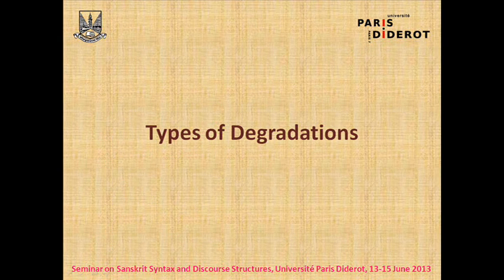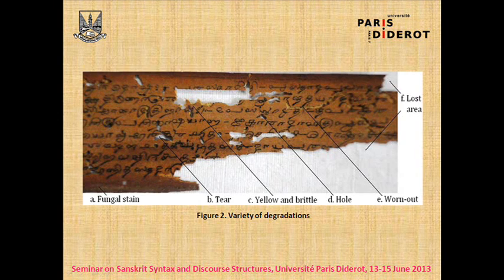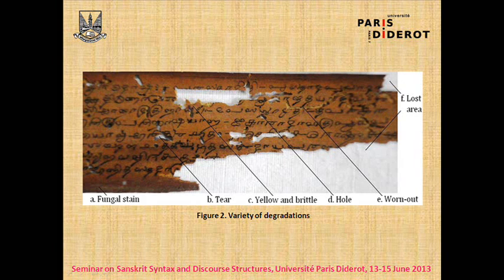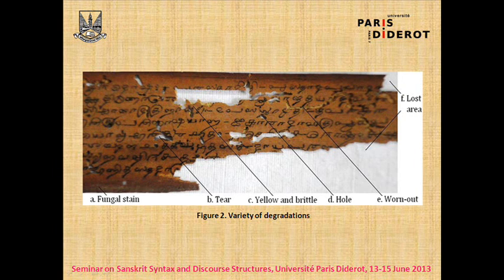Now on to degradations and computation of degradation. A variety of degradation is observed in the manuscript folios. The damage is due to aging, insect attacks, as well as inappropriate storage and handling of the folios. Some such degradations that result in the loss of textual data on the leaf can be seen in the figure. Holes and lost areas are due to termite attack, worn out areas are surface damage due to silverfish attack, and greenish or blackish stains are due to fungi, and finally the areas marked tear and yellow and brittle are the effects of aging.